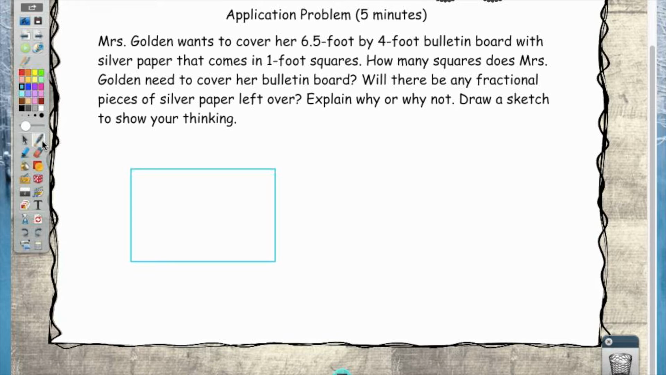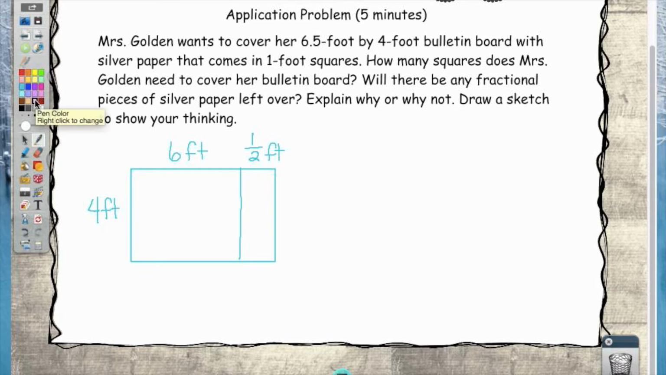Okay? So the first thing I want to do is let's change 6.5 feet to a mixed number. 6 and, go ahead and tell me. 6.5. So right here, I want you to write 1/2. That's going to be 1/2 foot. And then 6 feet. And then the width is going to be 4 feet. So write that on the side. Now, go ahead and put your pencil down.